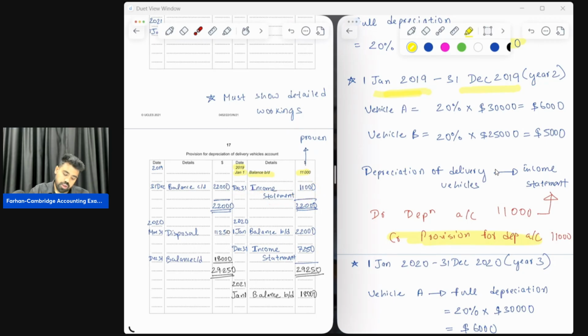So altogether, $11,000 and $11,000 added up gives us $22,000, which means the balance that we need to carry down at end of 31 December 2019 must be $22,000 to ensure equal debits and equal credits.